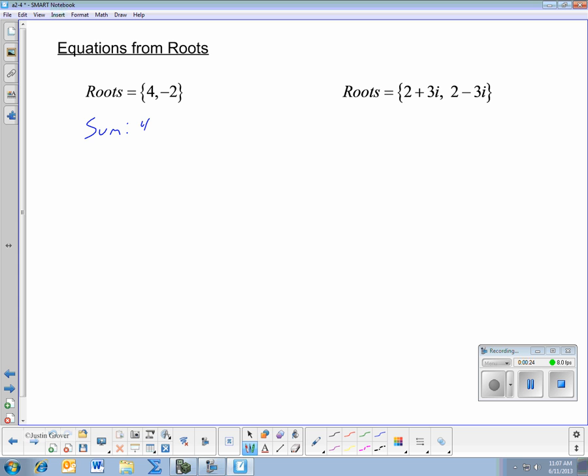For my first example, if my roots are 4 and negative 2, the sum of the roots is going to be 4 plus negative 2, which is 2. And the product of the roots is going to be 4 times negative 2, and that's negative 8.